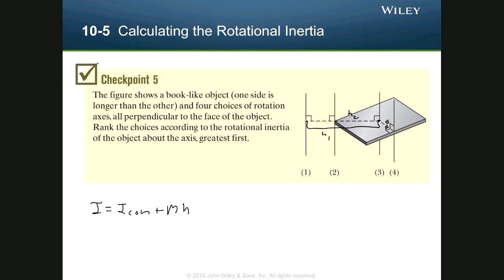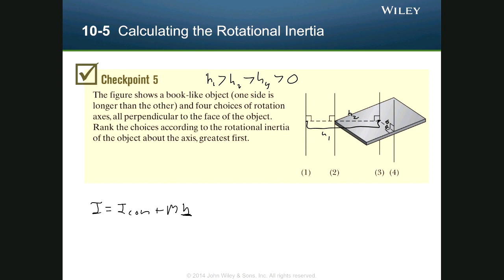So we've got one answer, 3421. Three, four. Right, greatest first. So it would be 1, 2, 4, 3, right? The key here is H. So all you have to do is look at these distances, and you can tell by inspection that H1 is greater than H2, is greater than H4, which is greater than 0, right? Because remember, the H here is 0 because you're at the center of mass.